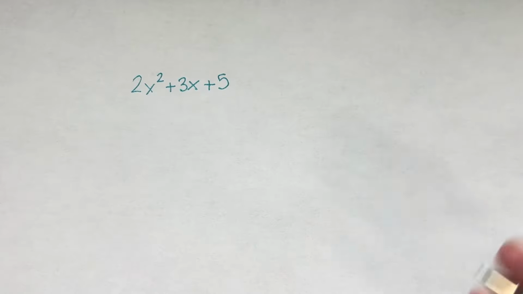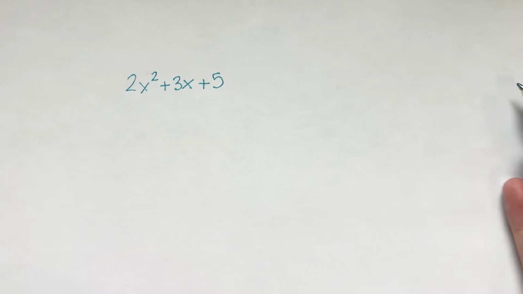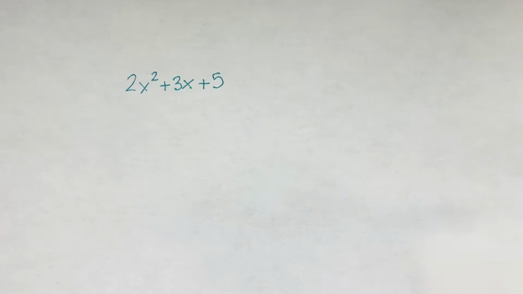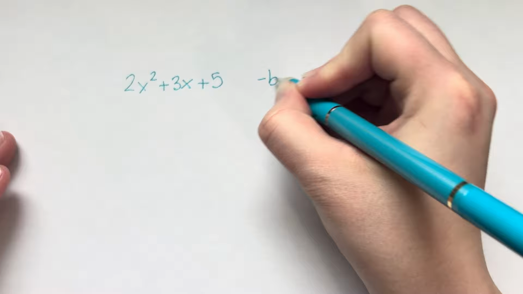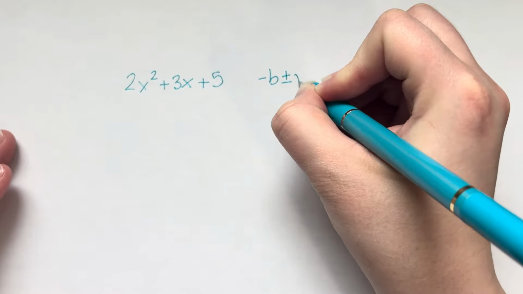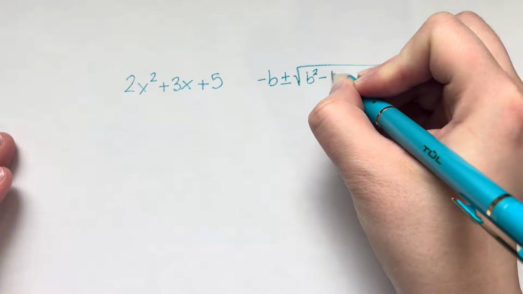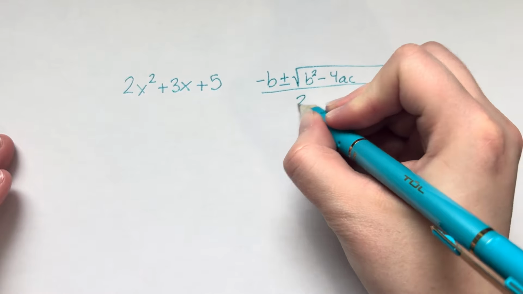When you are given a quadratic equation such as this one, and you are asked to solve for x, you have several different methods you could use to solve for it. One way would simply be factoring, but another, often easier way is to utilize the quadratic formula. The quadratic formula is negative b plus or minus the square root of b squared minus 4ac, all over 2a.